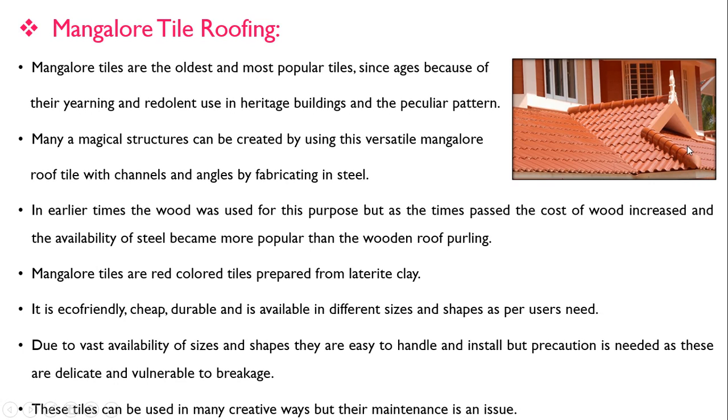In the case of GI sheets, asbestos sheets, slab roofs or RC roofs, this is not possible, but very easily it can be created in the case of a Mangalore tile roof. So versatile roofs are possible, and this can be fabricated in channels, angles, or wooden material. In earlier times, wood was used for this purpose, but as time passed, the cost of wood increased and steel became more popular than wooden roof purlins. Nowadays, wood is not available and is very costly. So steel purlins are most popular nowadays.